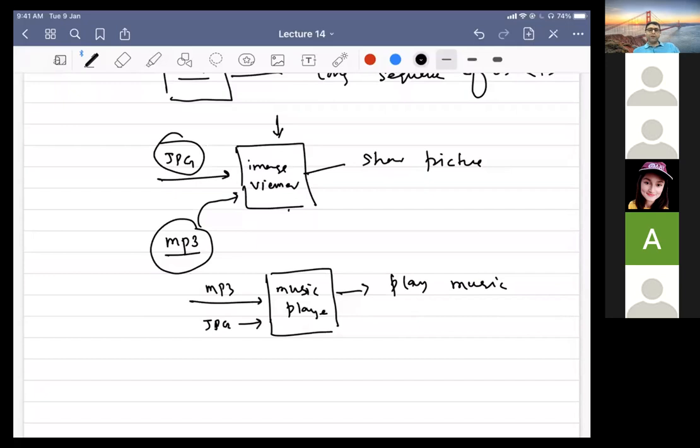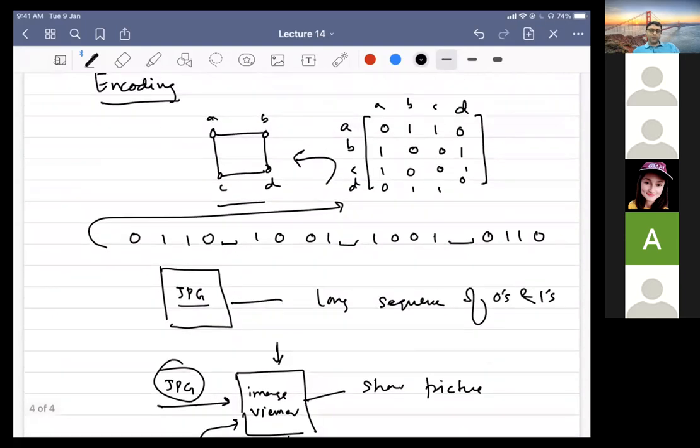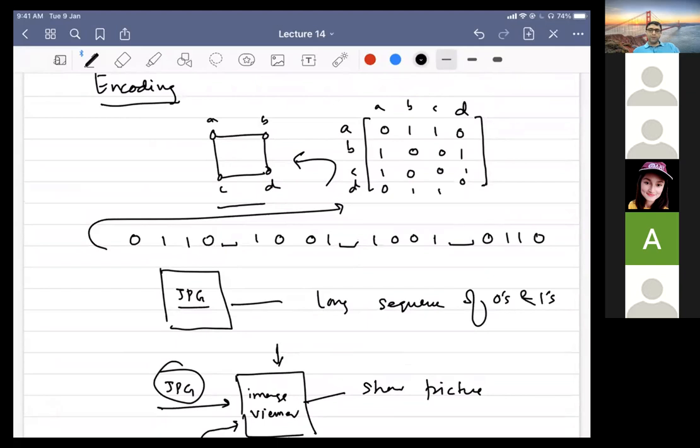So even though both these files are just long sequences of zeros and ones, one is meaningful for one machine, the other is not meaningful for the same machine, right? Same thing goes over here. If I have a graph, then I can convert this graph into a matrix, and I can convert this matrix into a long sequence of zeros and ones. And I can give that long sequence to a program which accepts that the input is in the form of a long sequence of zeros and ones. These zeros and ones represent a matrix which represents some graph. So it would be the responsibility of the program to read it properly and then interpret it properly, right?